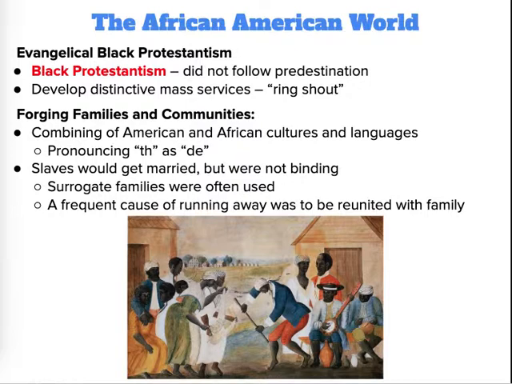Forging families and communities. By 1820, most black slaves in America had been born in the United States, and the domestic slave trade had eliminated regional variations. These developments helped to create a homogeneous black culture based on evangelical Christianity, English as a common language, and labor and the slave regime. Although the black population was becoming more homogeneous, African cultural influences remained important, such as dancing, marriage, and religion.